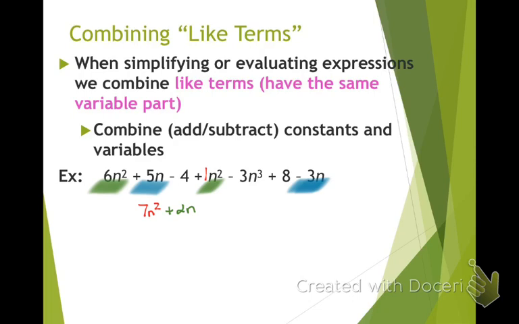Keep working my way down. Negative 4. Do I have another constant? The 8, right? So negative 4 plus 8. Positive 4. And then the only thing left is a negative 3n squared. So with the negative, whoop, wrong thing.